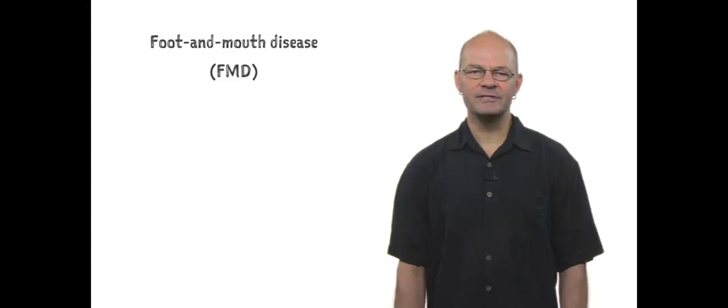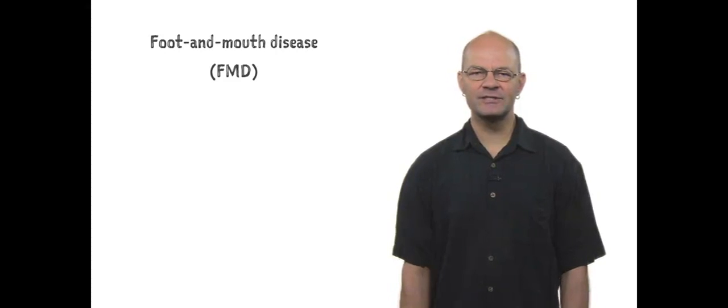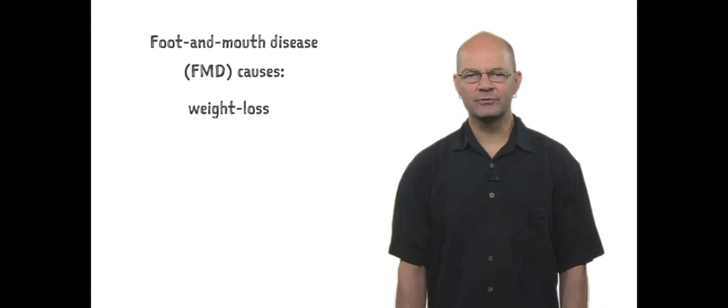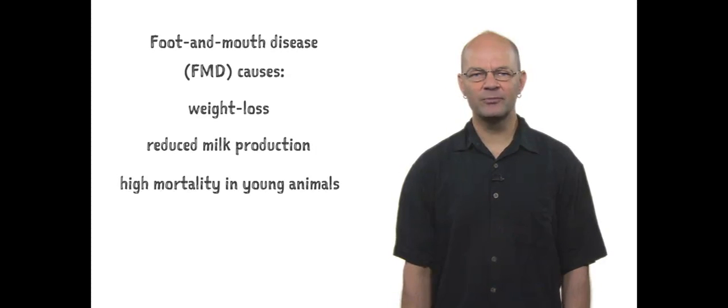Foot and mouth disease, FMD, is a highly contagious disease of a range of domestic animals such as cattle, sheep and pigs. It causes weight loss, reduced milk production and often high mortality in young animals. Because it is of great agricultural concern, disease-endemic countries have a restricted export market compared to disease-free countries.